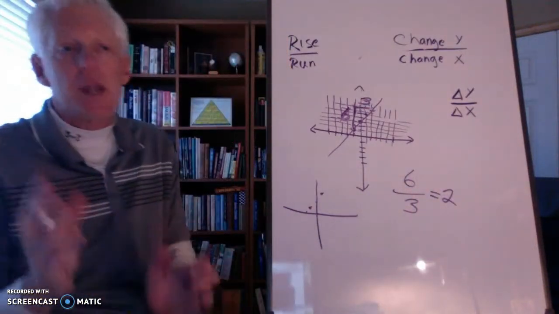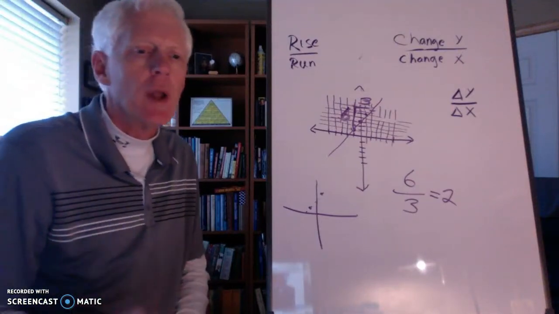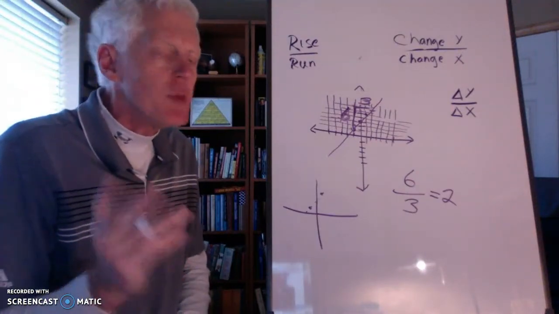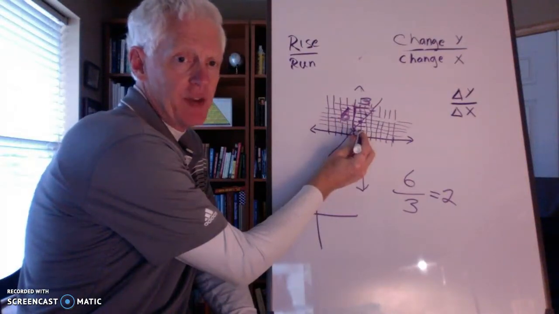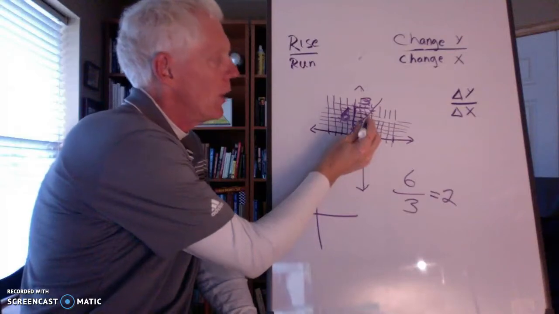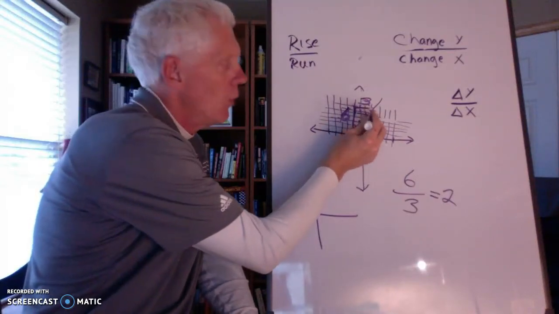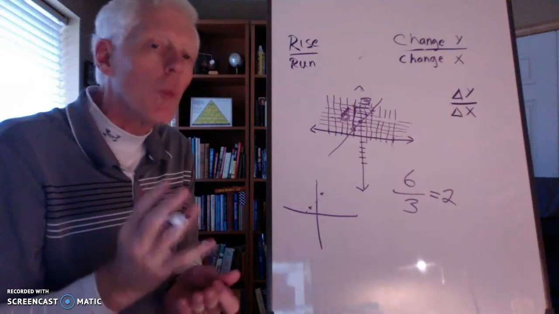And this is what that means. This is what slope means. Yes, it's a ratio, rise over run. Slope means, the slope of 2 means, for every time I go 1 over on the x-axis, I go up 2. I go over 1, I go up 2. I go over 1, I go up 2. It's like a staircase. It stays consistent the whole way.